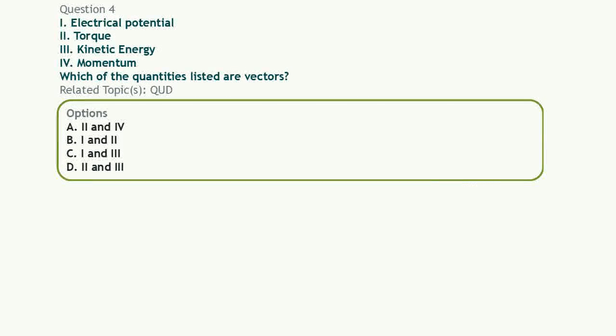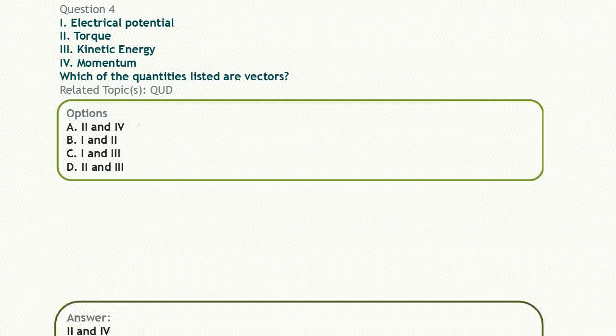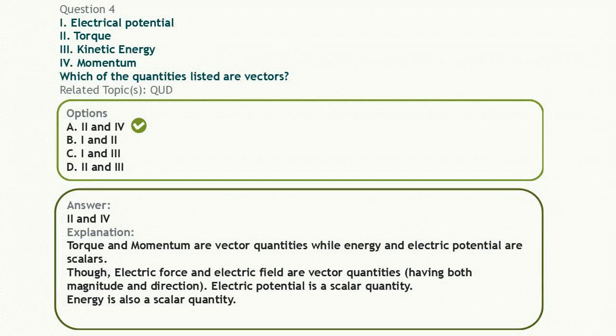Next, on quantity, unit and dimension. Which of these quantities listed are vectors? Like I said in the previous question, vector quantities require magnitude and direction for their specification. So from the options that we have here, the quantities that are vectors are torque and momentum. Torque and momentum are vector quantities, while electric potential and kinetic energy are scalar quantities.